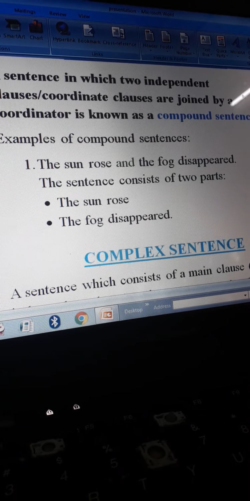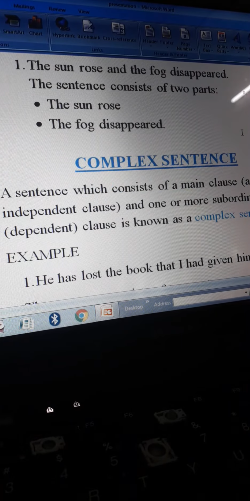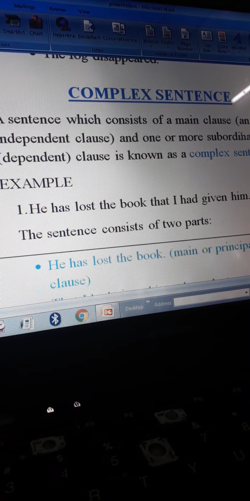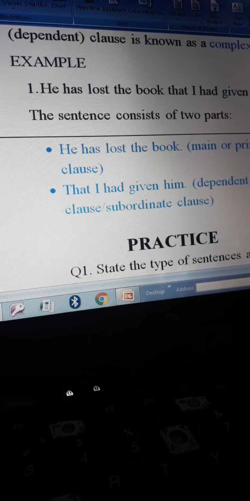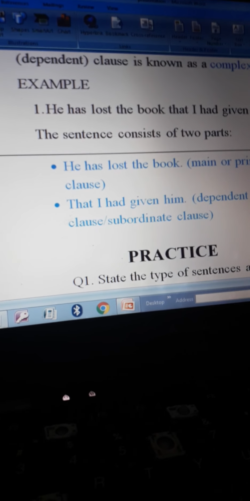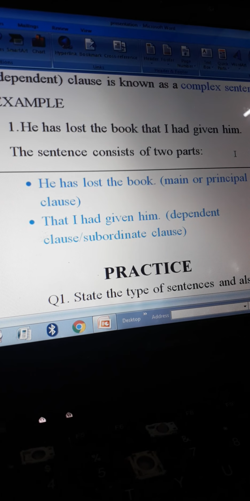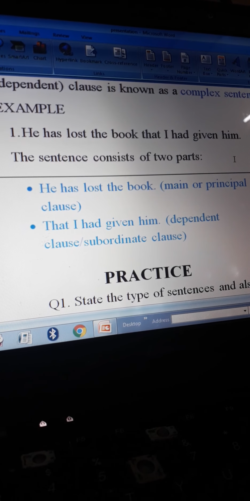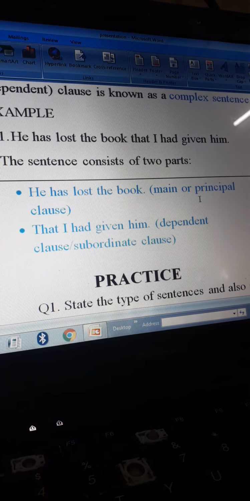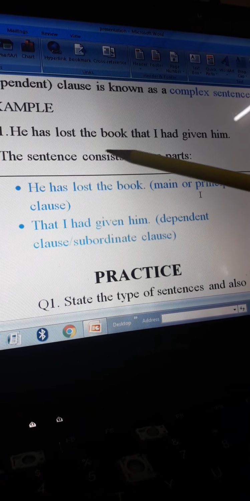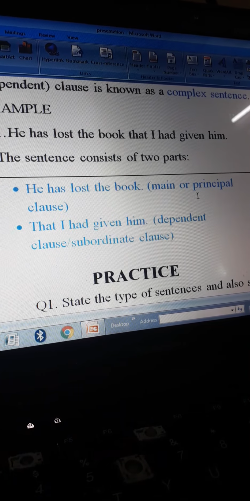Coming on to the third type, that is the complex sentence. Here also, before discussing the definition, let's understand the example. See the example. He has lost the book that I had given him. Here also the sentence consists of two parts. The first part is "he has lost the book", and the second is "that I had given him".